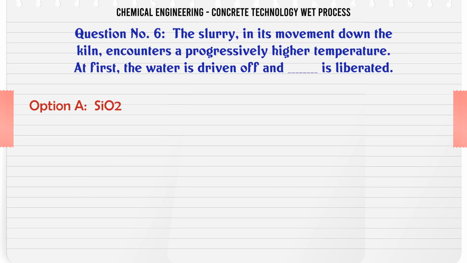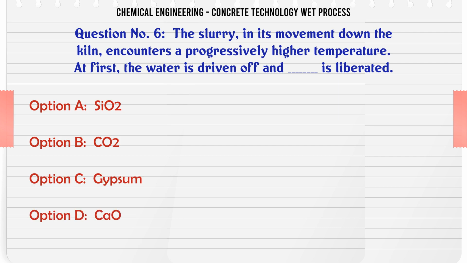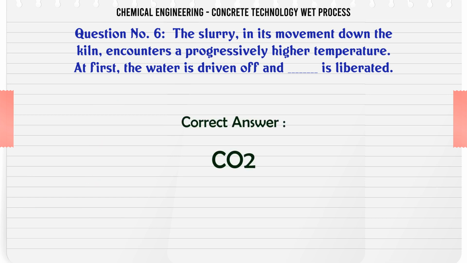The slurry in its movement down the kiln encounters a progressively higher temperature. At first the water is driven off and CO2 is liberated. A. CO2, B. CO2, C. gypsum, D. CaO. The correct answer is CO2.